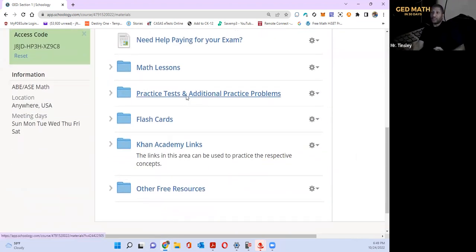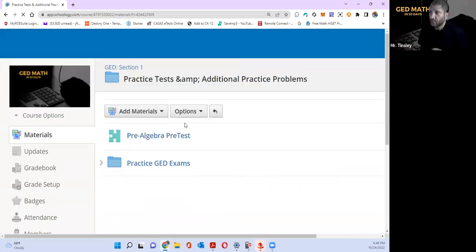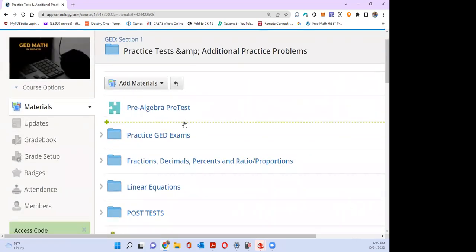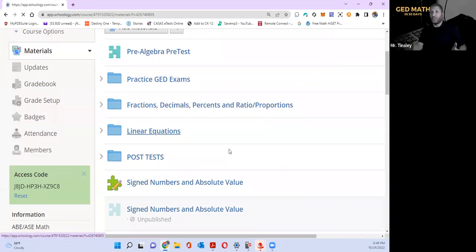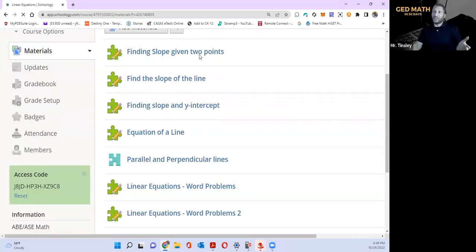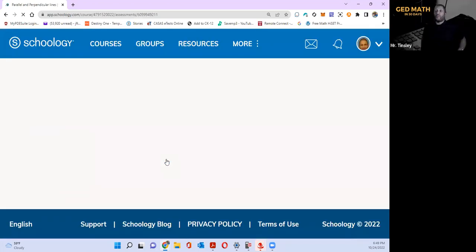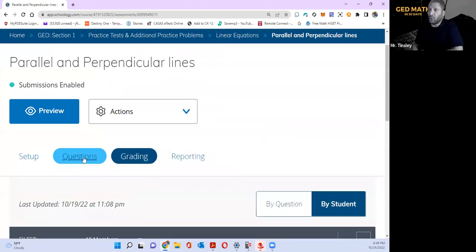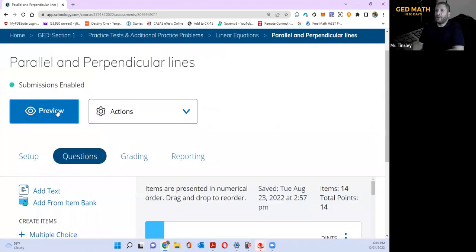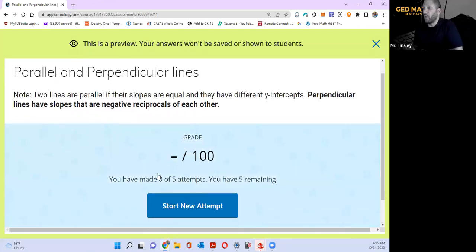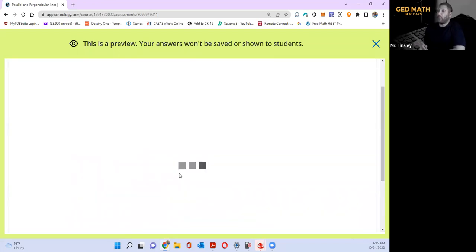So go to practice test and additional practice problems. Finding an equation of a line is linear equations. So I'm gonna go into linear equations. And you have several different things. These are all concepts you have to know in your exam. But right here, I just added a new one, parallel and perpendicular lines. So he wants to find the slope of the perpendicular line. So let's look at the questions. Let me preview it, and let's try to find one that asks for the equation of a perpendicular line, so we can make sure we understand.